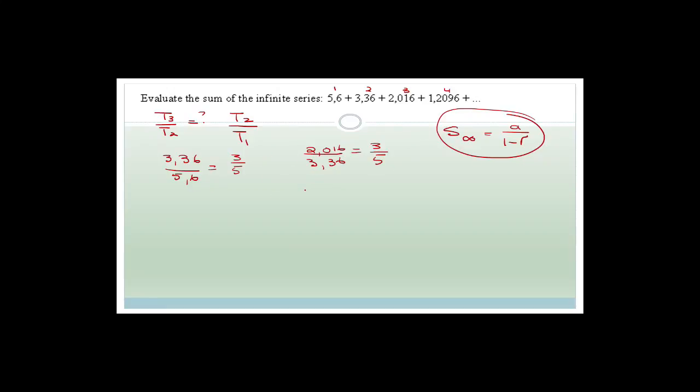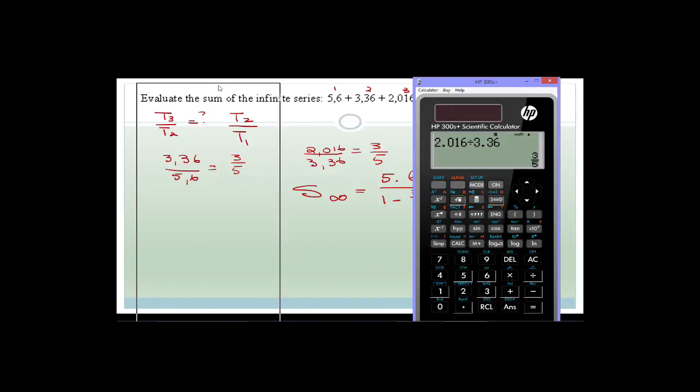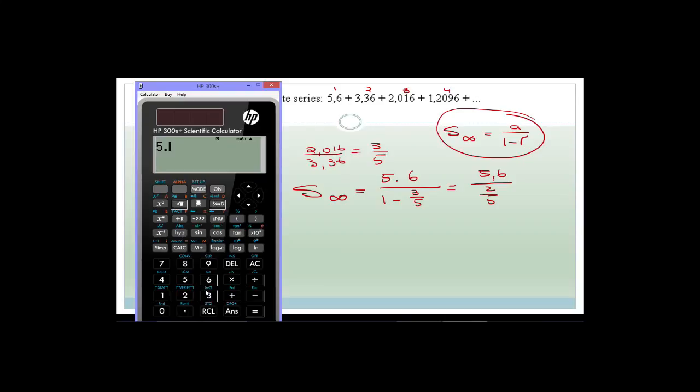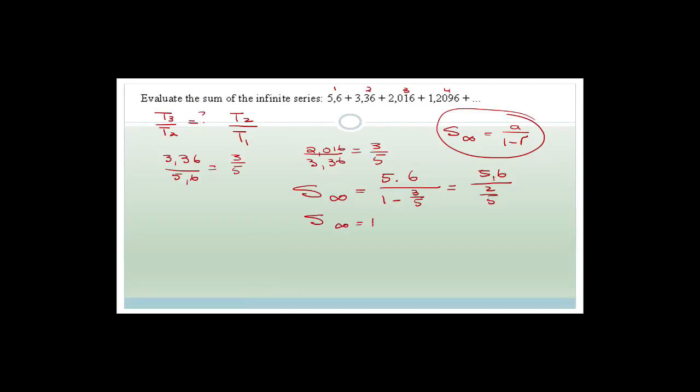So now it's really easy to find the sum to infinity. The sum to infinity is equal to 5.6, the first term, over 1 minus 3/5, which we can write as 5.6 divided by 2/5, because 1 minus 3/5 is 2/5. So what do we have? We have 5.6 divided by 2/5, and it works out to be 14. So the sum to infinity is equal to 14. So don't freak out if you see funny numbers like that. It's really not a big deal if you see funny numbers. You're going to get the right answer if you just work through the steps.